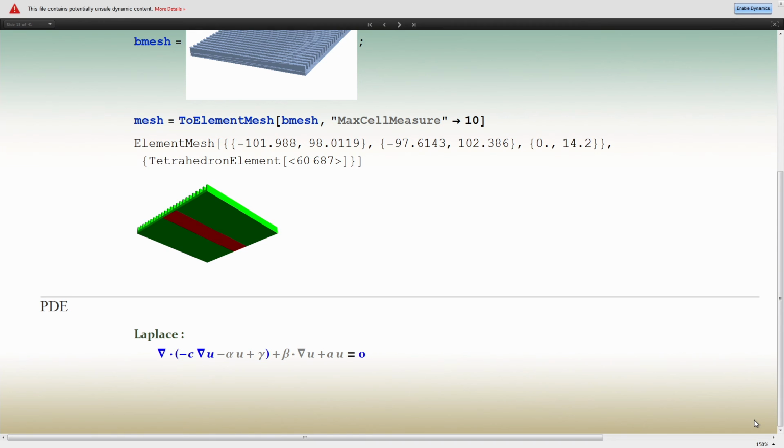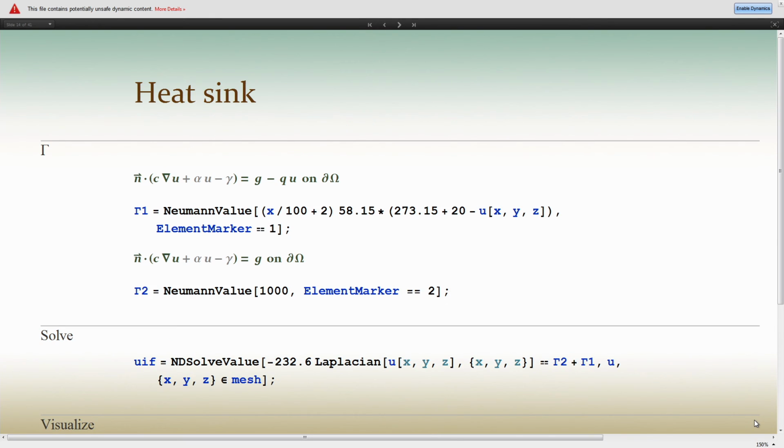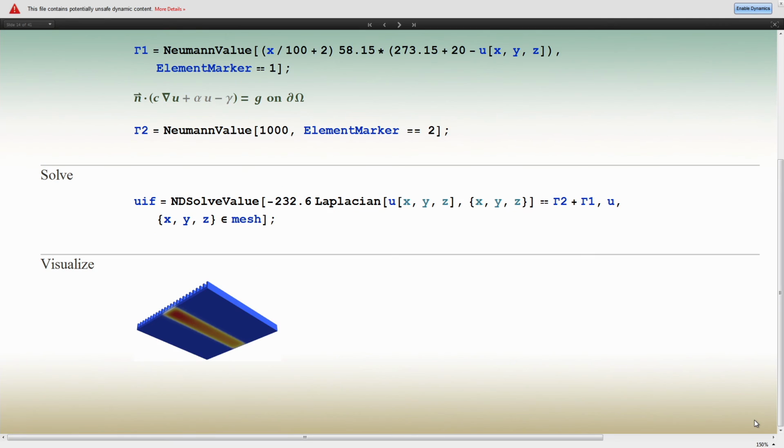And the equation I want to solve is a Laplace type of equation. OK, I have 2 Neumann values. One is active on this element marker 1. That's one of the regions. And the second one is active on the element marker 2. It's not too important to understand the exact physics of this. One is just a flux over the boundary where we specify a specific Neumann value. And here we specify something in relation to the dependent variable u. The specification now is I have the PDE operator and set that equal to the boundary conditions. And the reason why that's done this way will become apparent just now. Then I call NDSolve on that and visualize the solution.